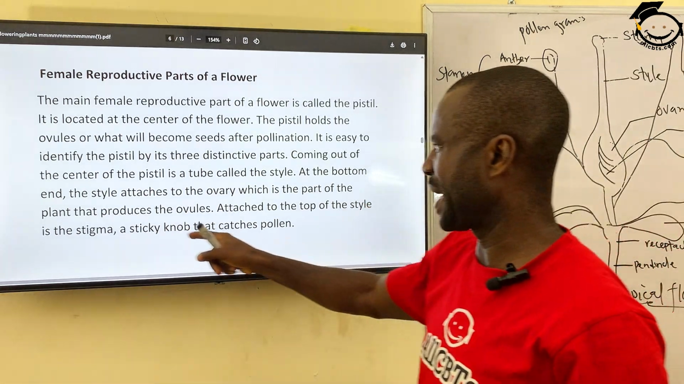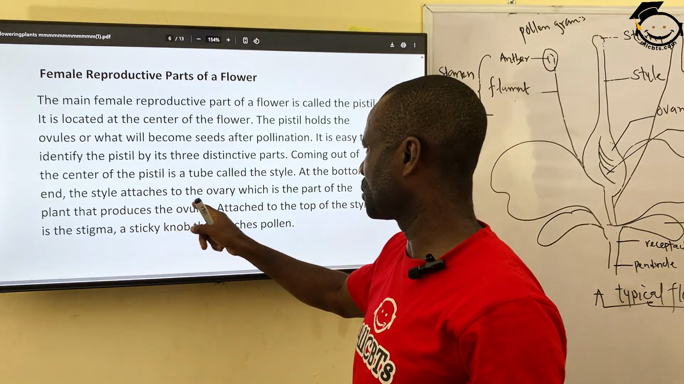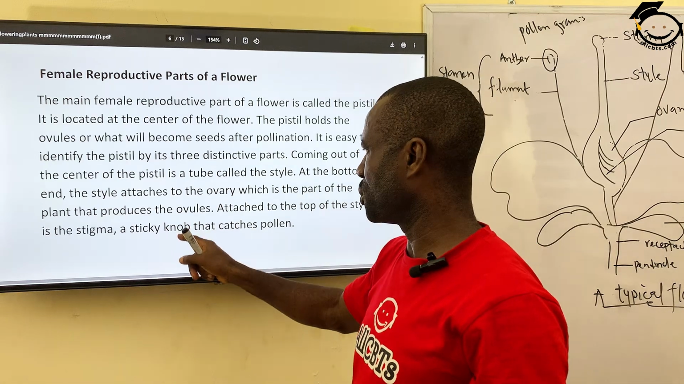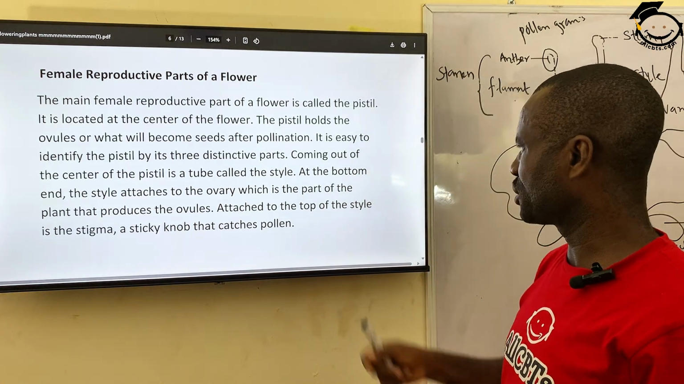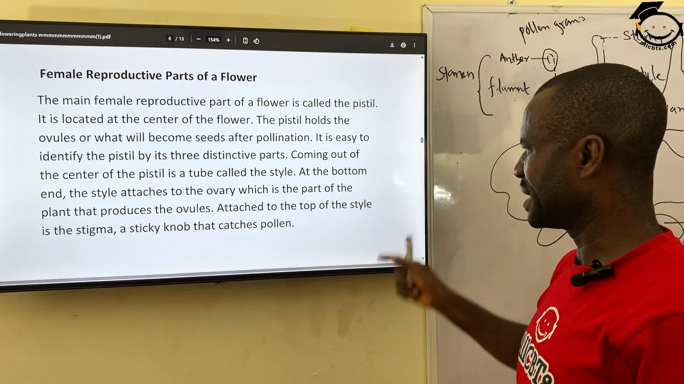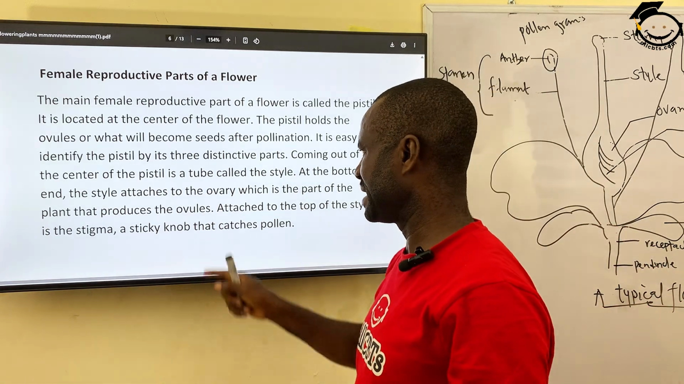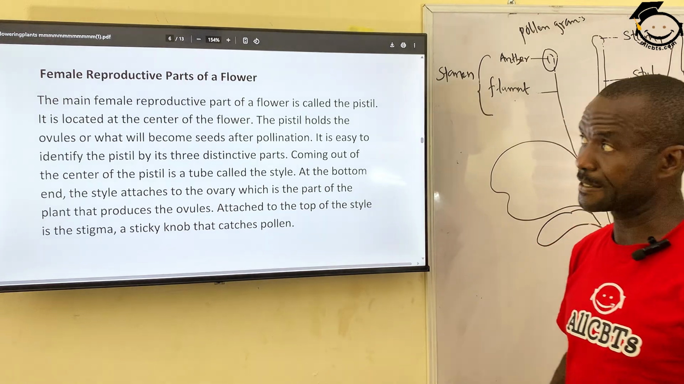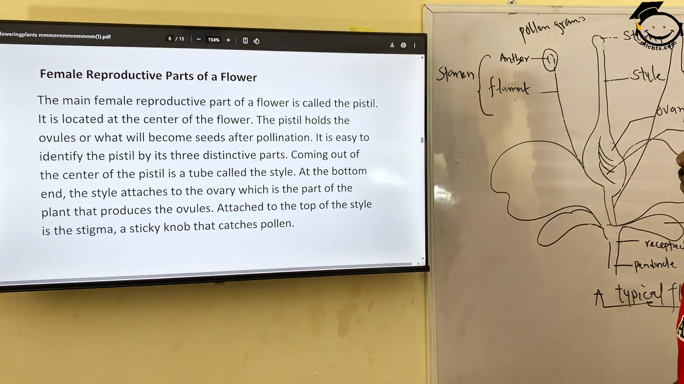At the bottom end, the style attaches to the ovary, which is the part of the plant that produces the ovule. Attached to the top of the style is the stigma, a sticky knob that catches the pollen grain. Yes, we have explained this before.